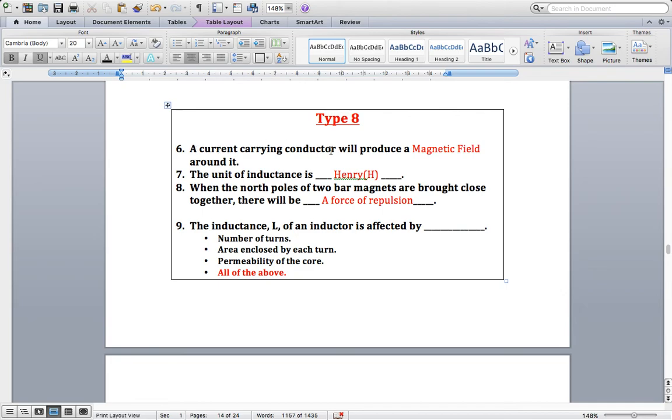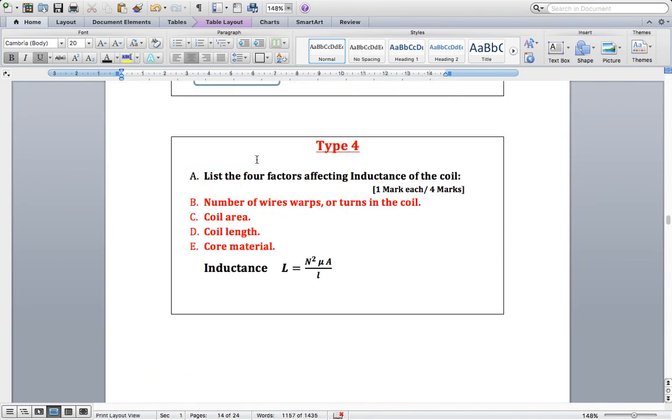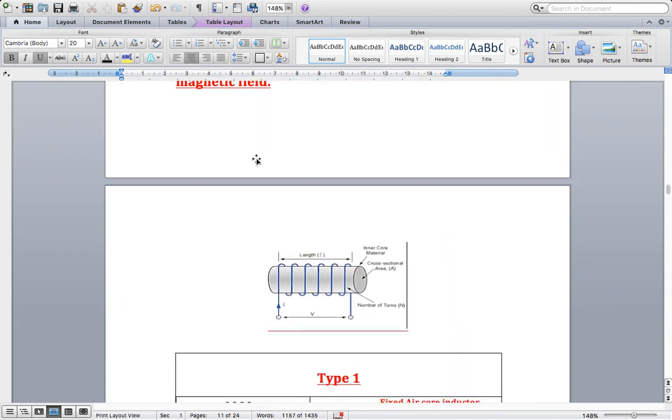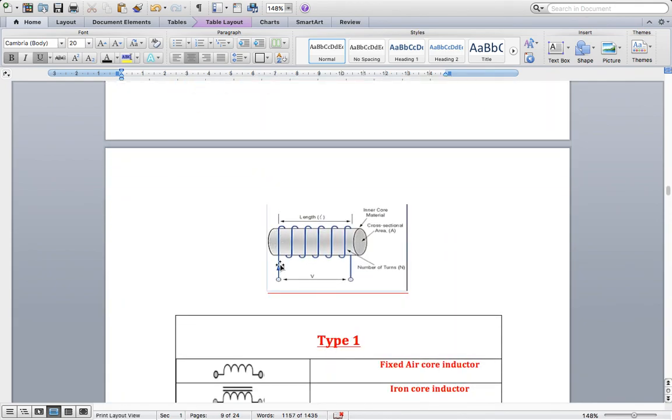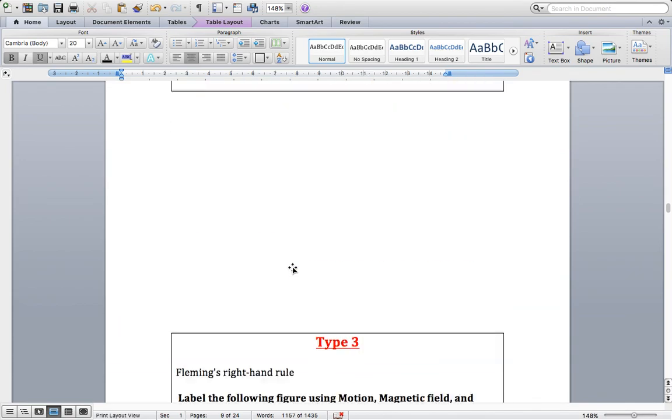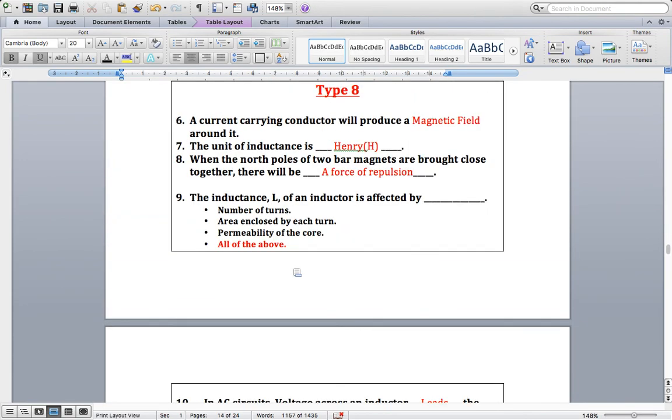A current carrying conductor will produce a magnetic field around it. So you know that an inductor is like this. It has a wire or a coil which is wound on a magnet. If you pass current through this wire, a magnetic field will be produced. This is called inductance. So the question is, a current carrying conductor, which is the coil or the wire, will produce dash around it, that is magnetic field. Okay, unit of inductance is Henry, and you have to put the symbol in brackets.